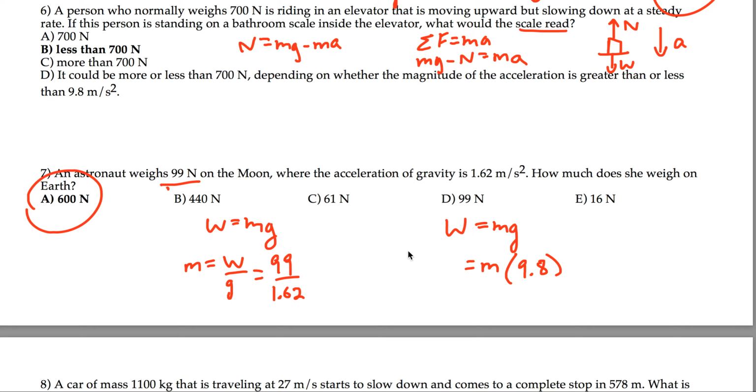So the takeaway message from this one is really to pay attention to the units. If you're given something in newtons, then you know that you're given the weight, and you can get the mass from there by dividing by g. If you're given something in kilograms, then you're given the mass. And then sometimes you have to multiply the mass by g to get the weight.